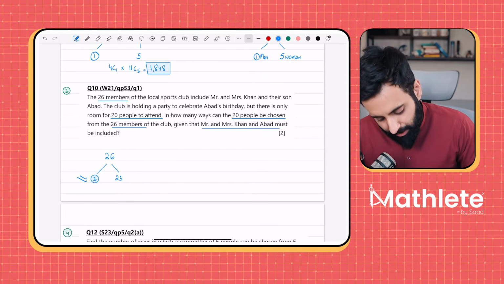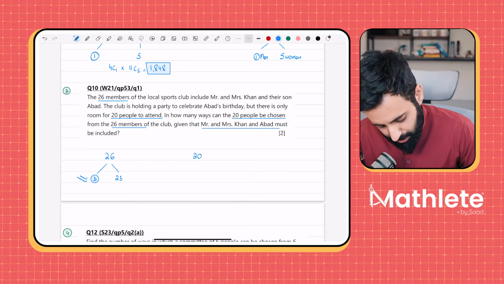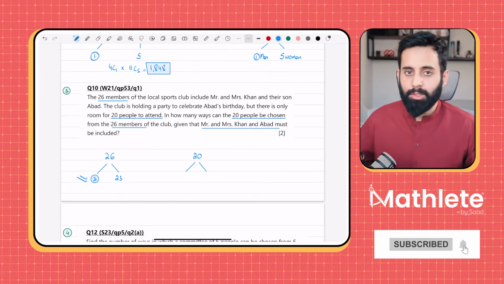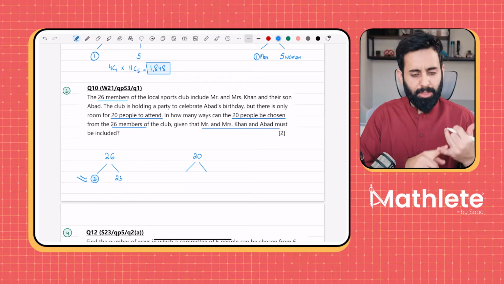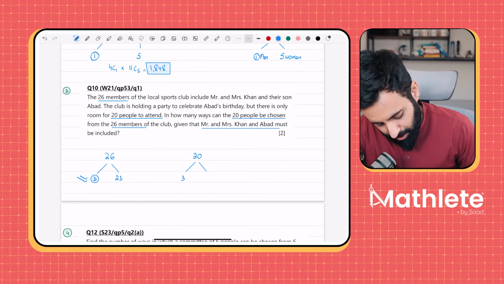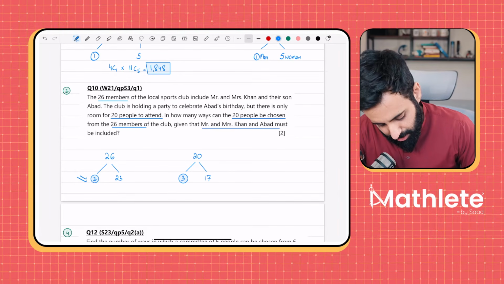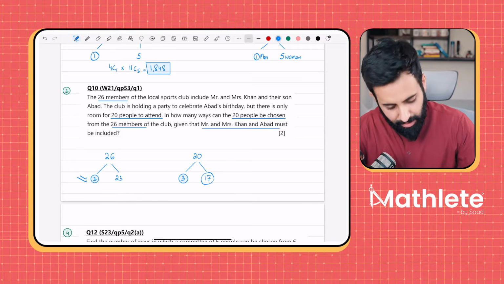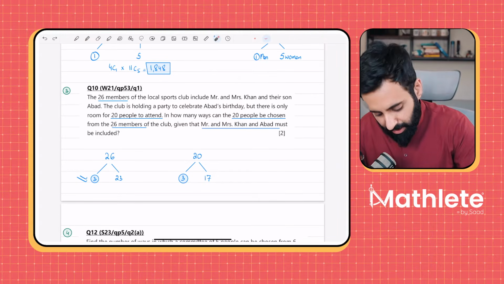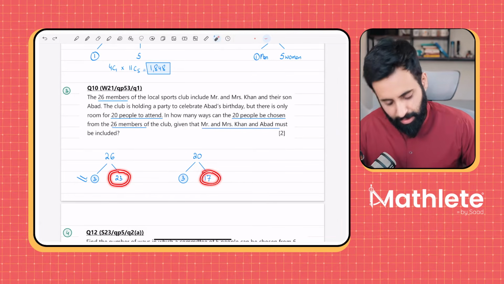Okay. Then if you look at the number of people that you have to choose, you have 20 people to choose. But if you think about it, technically you've already chosen 3: Mr. and Mrs. Hassan and Abad, their son. So that means 3 people have already been selected. Now your job is to simply select 17, in order to make a group of 20. So technically all that you're doing is selecting 17 out of 23 people.